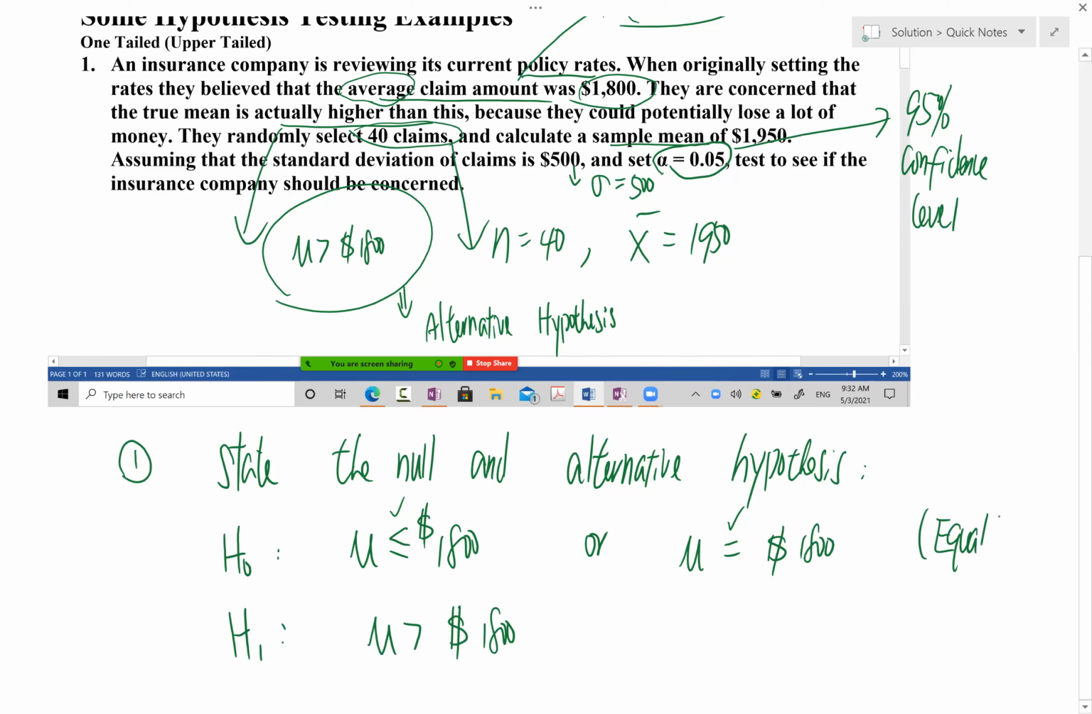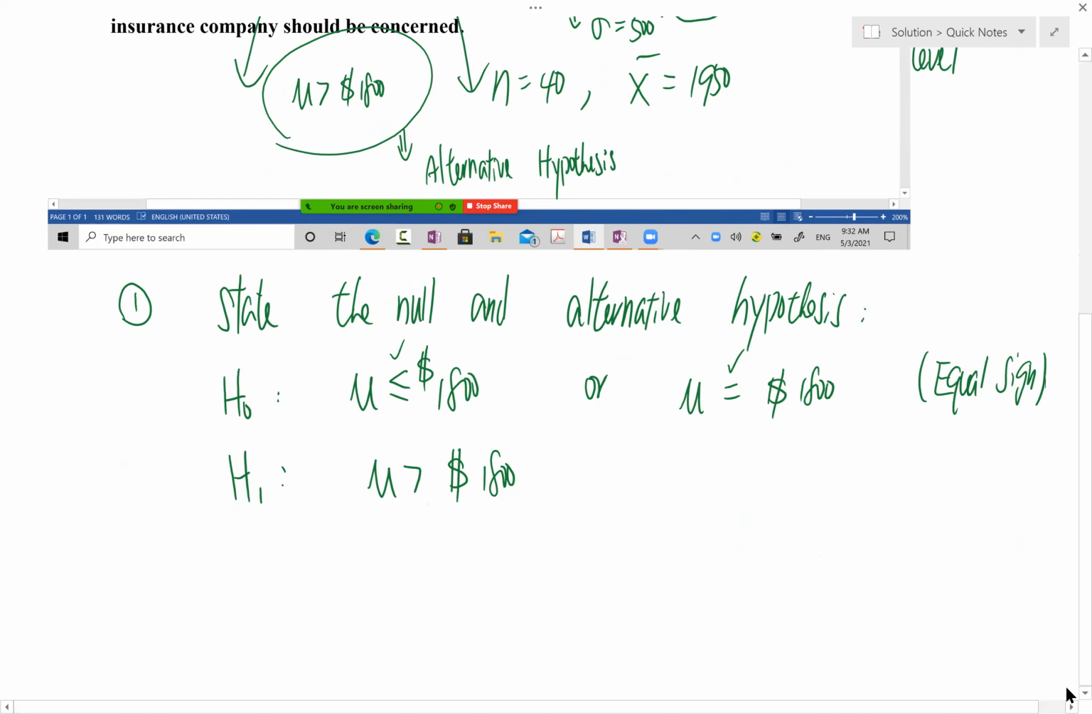So basically, we determine the null and the alternative hypothesis, and you have an option to set up the null hypothesis as either less than or equal to 1,800 or equal to 1,800. Think about this: if it is less than or equal to 1,800, then the company is fine. They will not lose any money. If equal to 1,800, they still will not lose any money. So they're in a good financial position. That's what we look at first. The second step is determining the test statistic, the Z-score.